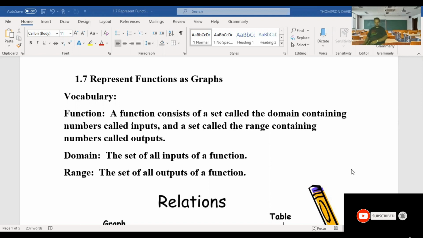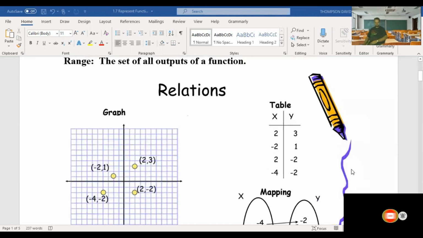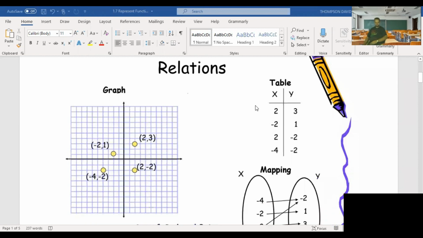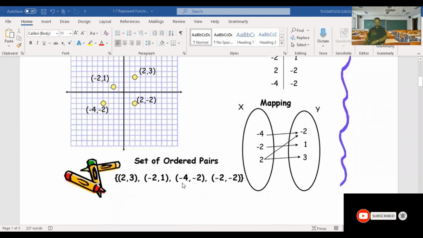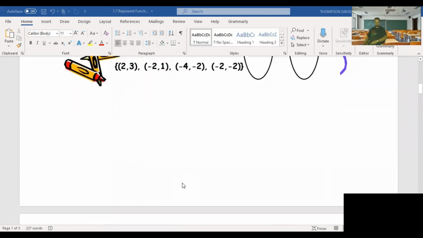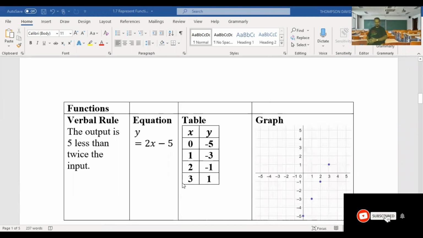When we talk about relations or functions, we can represent them graphically, in a table, in a mapping, or as a set of ordered pairs. We can also represent them verbally. For example, the output is 5 less than twice the input. As an equation, we can say y equals 2x minus 5. Using a table, we can plug in 0 to get -5, 1 to get -3, 2 to get -1, and 3 to get +1, and we can also represent that as a graph.